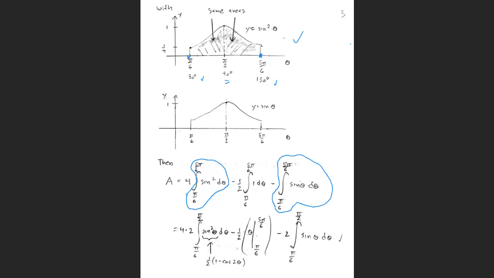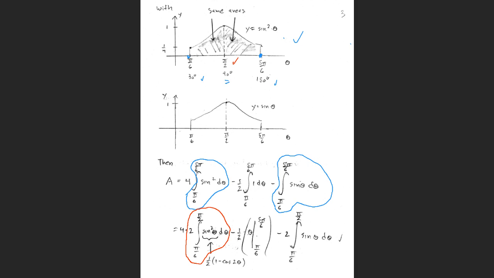Right? I can rewrite the first integral as 2 times the integral from pi over 6 to pi over 2. See that? I can do that by virtue of the fact that the areas are the same about pi over 2, based on the picture there, the left and right areas.